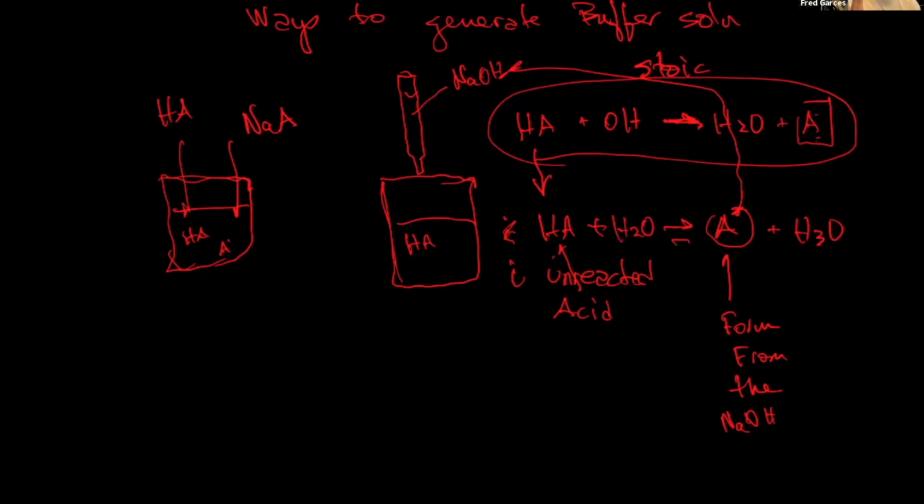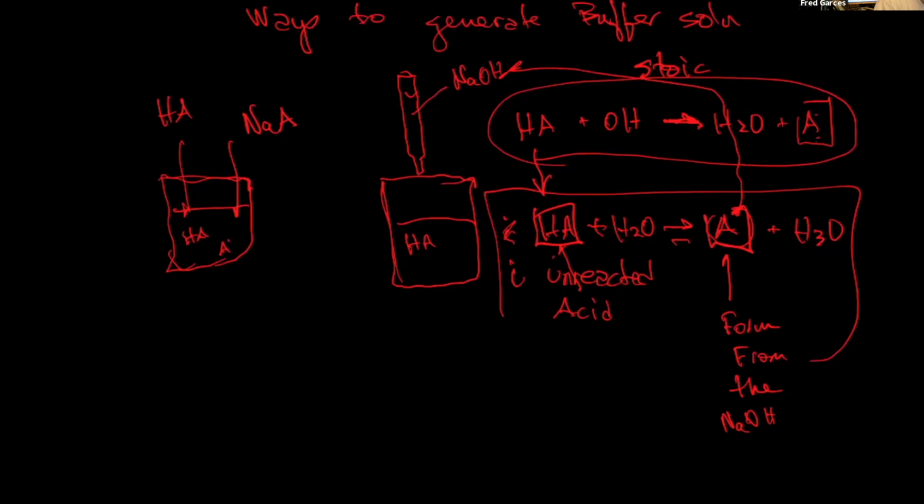So that's the second way that you generate a buffer. You generate it as you're doing the titration, because some of the acid will react with the base and form the anion. The excess acid that went unreacted will now do its thing, but according to our ice table, you have both the acid and the conjugate that formed from the initial reaction present. You have a buffer. Please remember that. It's one of the questions I've asked in the past.